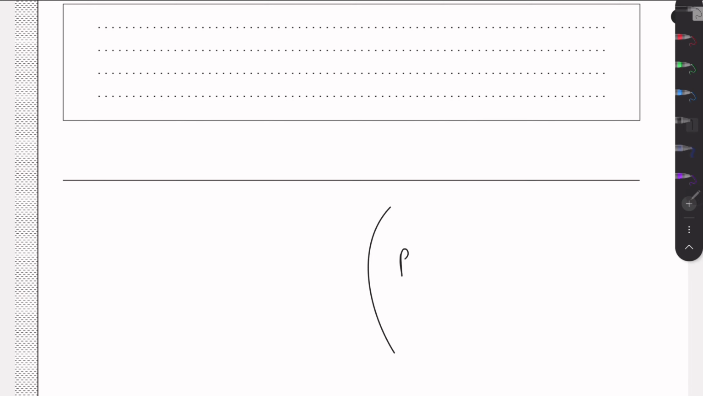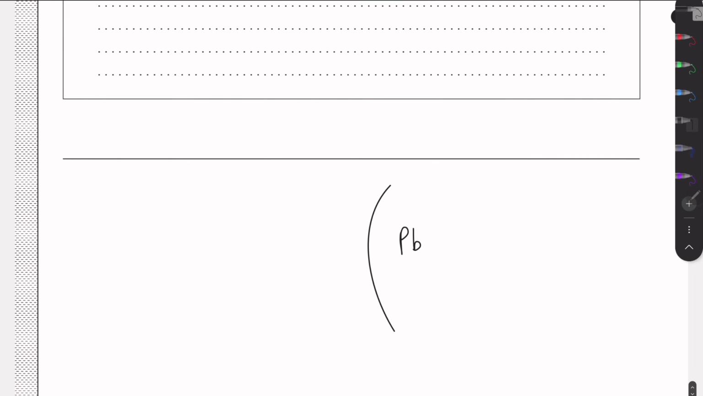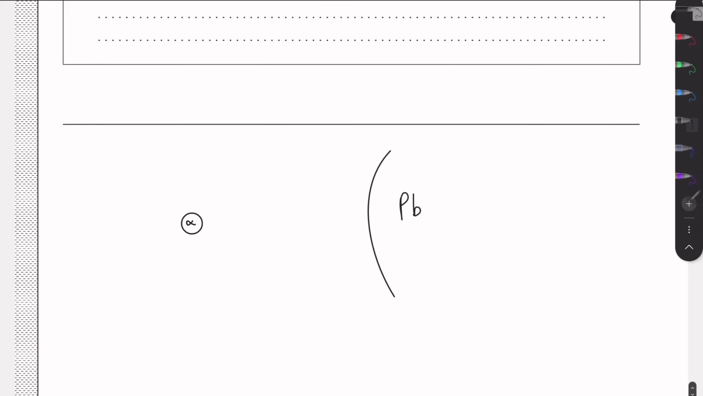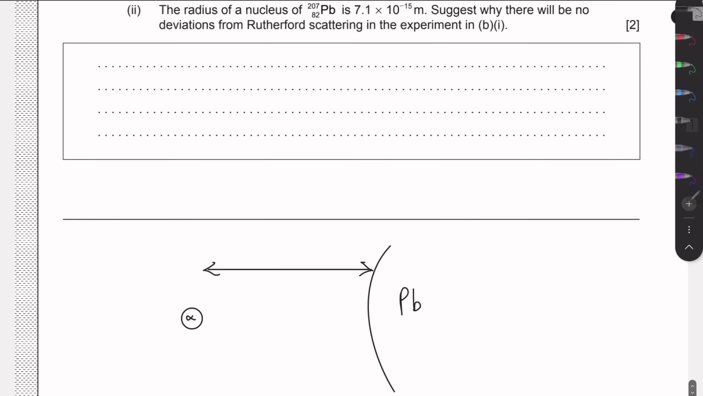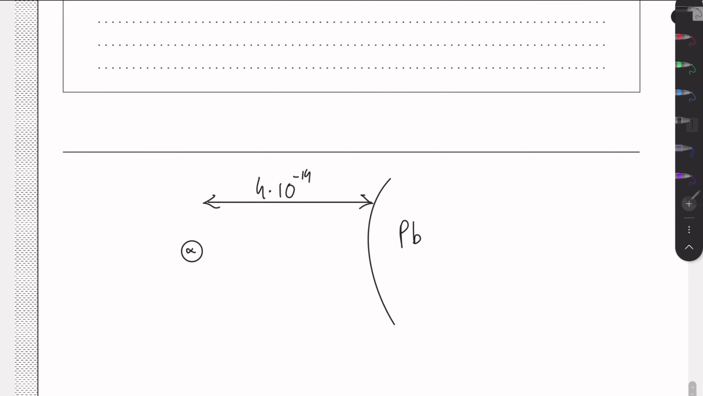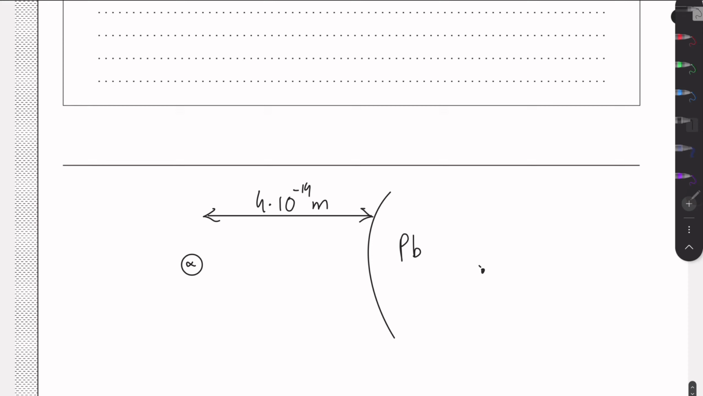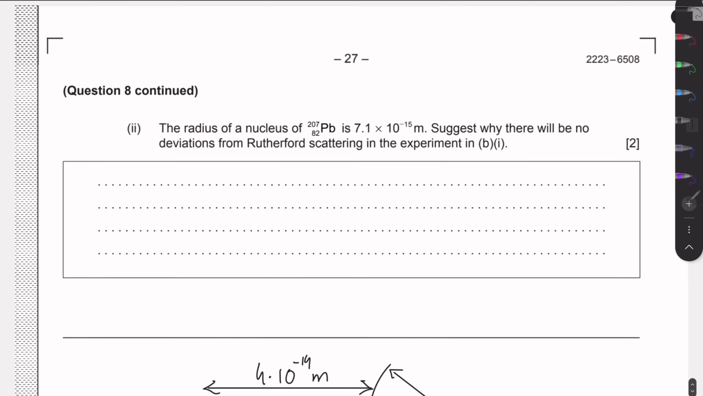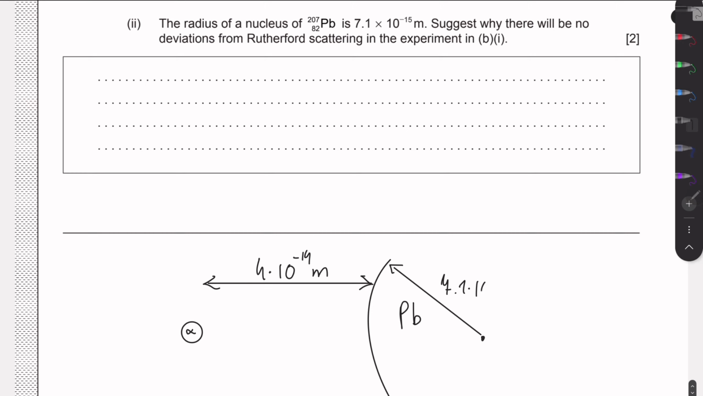So if this is our lead nucleus, I just drew a part of this, so this circle would extend like this, but it's more zoomed in, that's why I only drew part of it. And then we have this alpha particle here. And we calculated the stopping distance to be some distance like this. Some distance from the nucleus, it was 4 times 10 to the minus 14 meters. And we also know that the radius of this lead nucleus is 7.1 times 10 to the minus 15 meters.